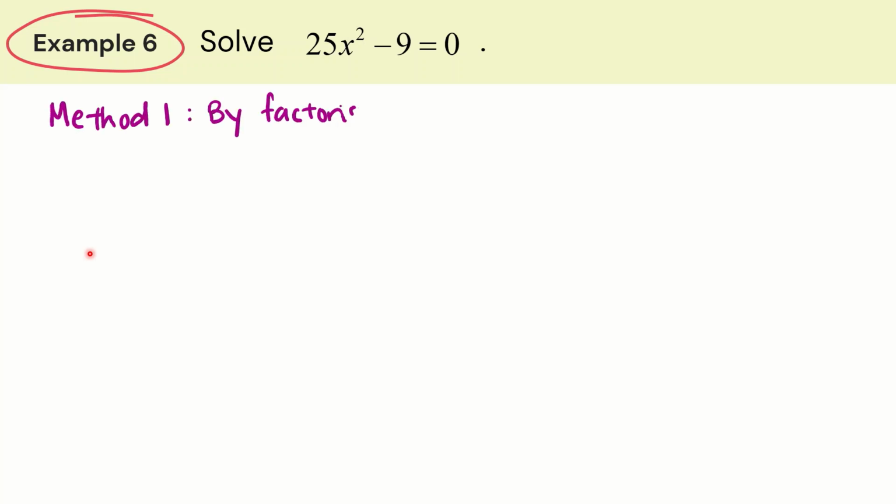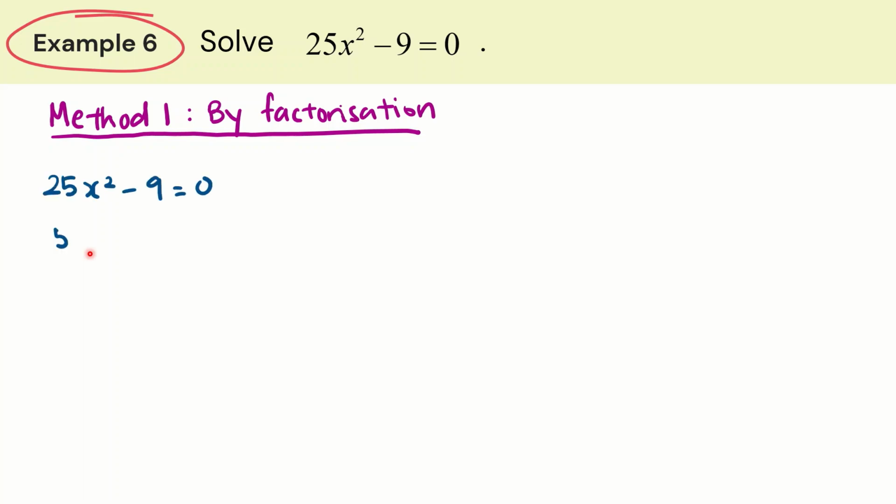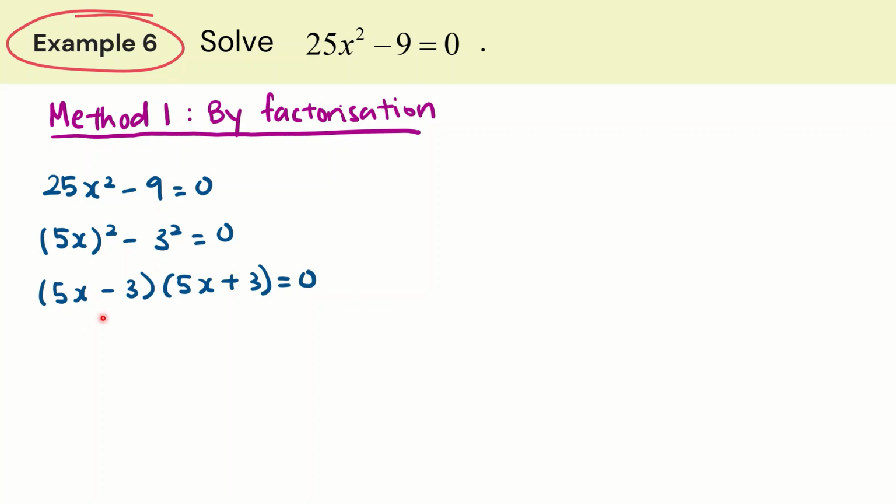We will start off with the first method, which is by factorization, the way that we have been doing in the past 5 examples. Given the question here, we notice that 25 is a perfect square, likewise 9 is a perfect square. So I'm going to use the a square minus b square formula to factorize this quadratic expression. With a being 5x and b being 3, applying my identity, I will get 5x minus 3 times 5x plus 3. So in this process, I'm applying this identity, this formula over here.